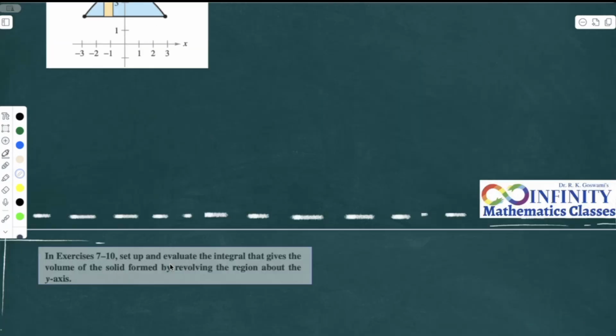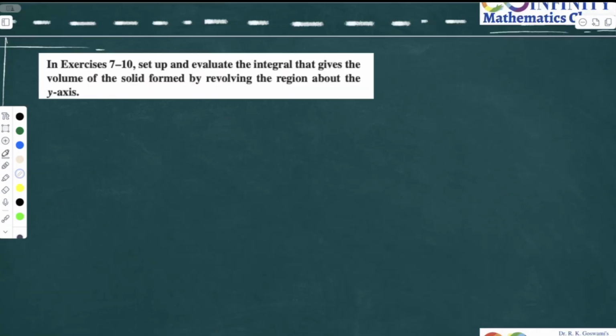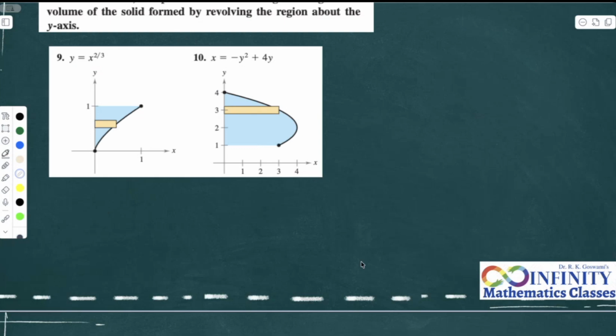So now you need to do the same, but this time you need to rotate about the y-axis. Here are two questions for you. Whenever we talk about the y-axis, you need to consider the function like x equals g of y. If it is not in this format, just convert. For this question, just put 3 by 2 power on both sides. So x is going to be y power 3 by 2. This is the function you will be using. Otherwise, everything is same. In place of integrating with respect to x, we will be integrating with respect to y.